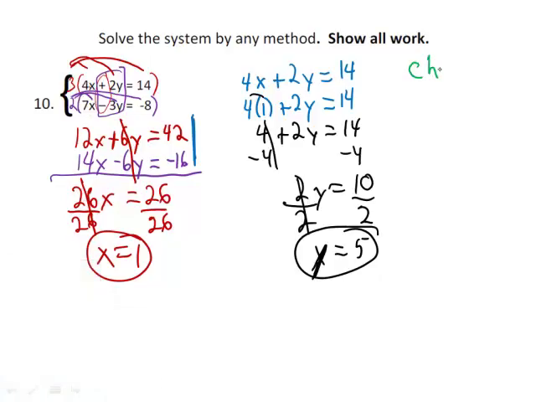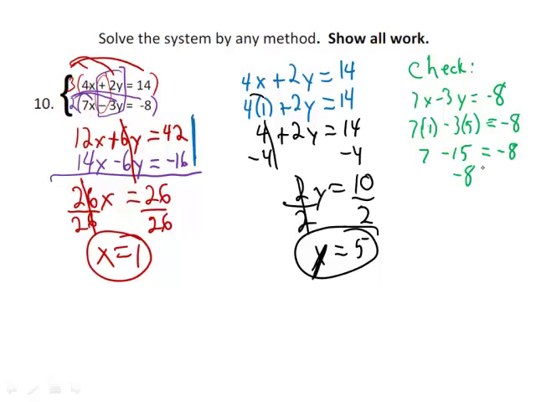Okay, so now I'm going to check it with the other equation. So the check. 7x minus 3y equals negative 8. Alright, so 7 times 1 minus 3 times 5, seeing if that equals negative 8. 7 times 1 is 7. Negative 3 times 5 is negative 15. 7 minus 15 is negative 8. It checks. So our answer is 1, 5. Alright, that's number 10.